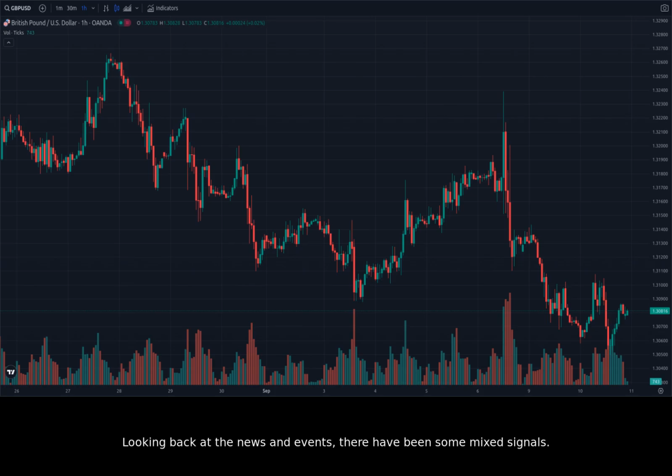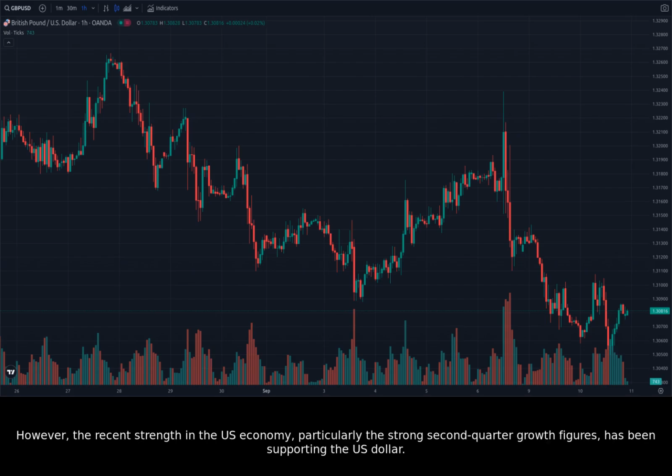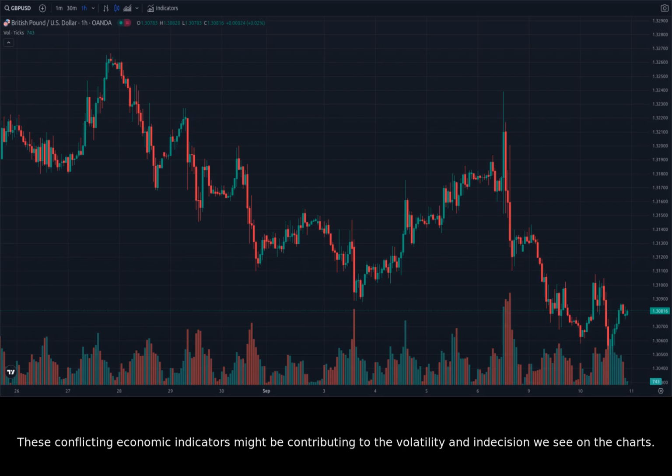Looking back at the news and events, there have been some mixed signals. Last week's employment data for the UK came in below expectations, which put downward pressure on the pound. However, the recent strength in the US economy, particularly the strong second-quarter growth figures, has been supporting the US dollar. These conflicting economic indicators might be contributing to the volatility and indecision we see on the charts.